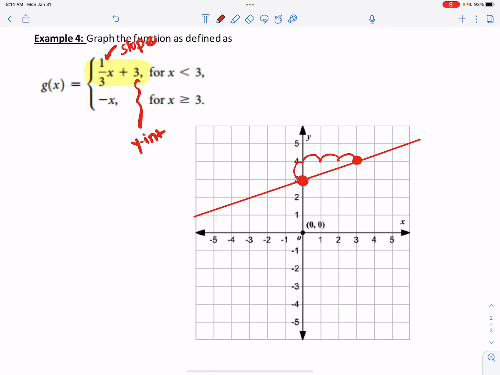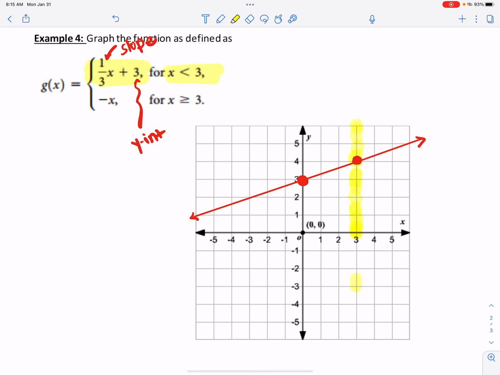And again, if you're using pen, I would hold off. I'll let you know when to draw your graph at the end. So there's my graph. Now here's what I'm going to do now. I'm only interested in this graph when x is less than 3. Now let me go to the x-axis. Here's 3 on the x-axis, by the way.